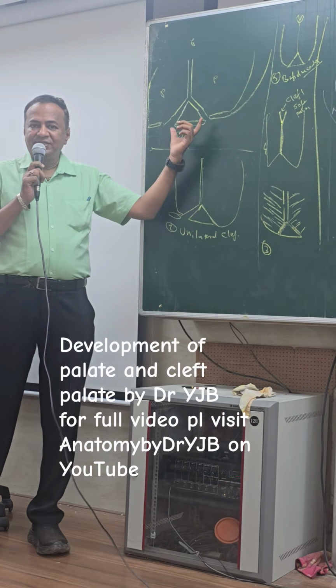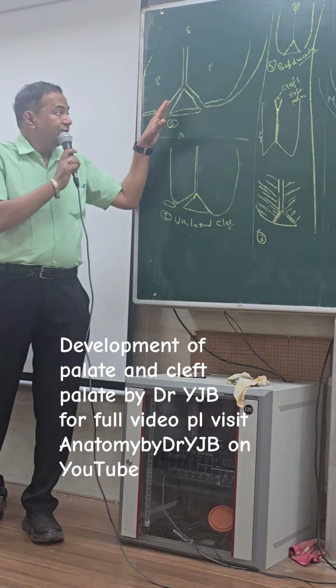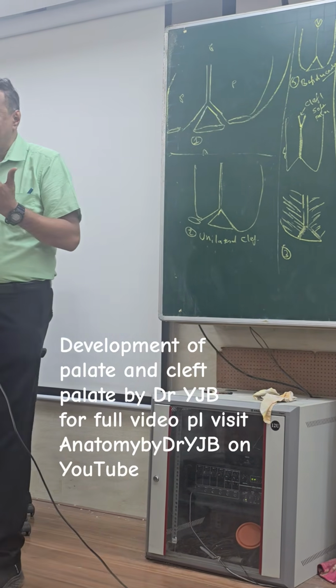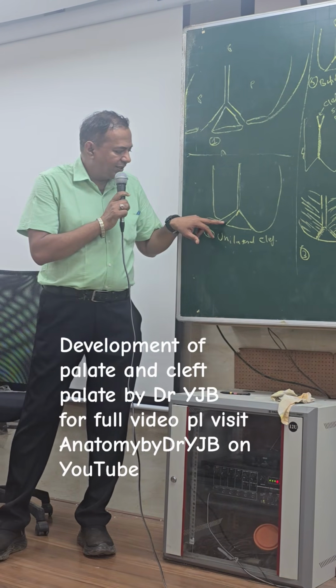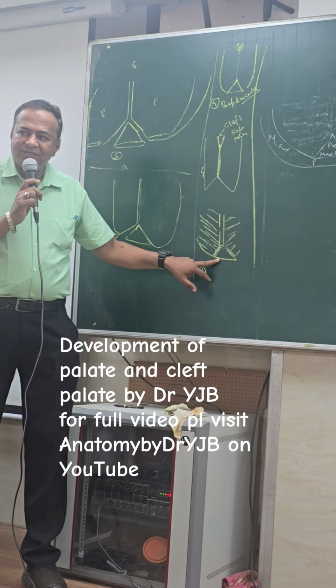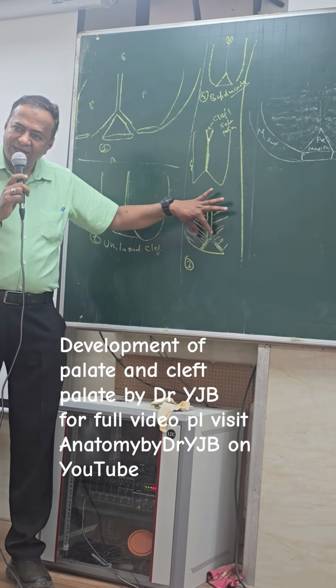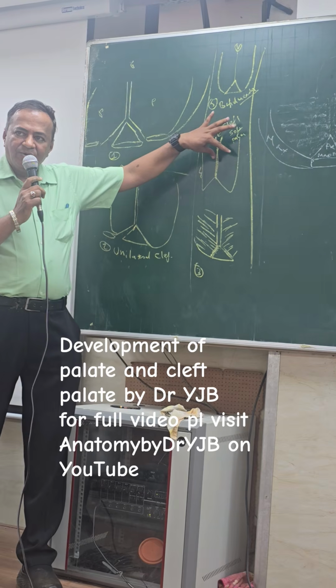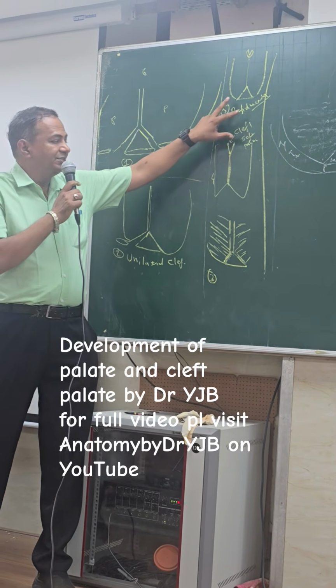First condition is called bilateral cleft lip with cleft palate. This will be called unilateral cleft lip with cleft palate. While this third condition is only midline cleft palate, no cleft lip. Here also no cleft lip, only cleft palate posteriorly, and this is bifid uvula.